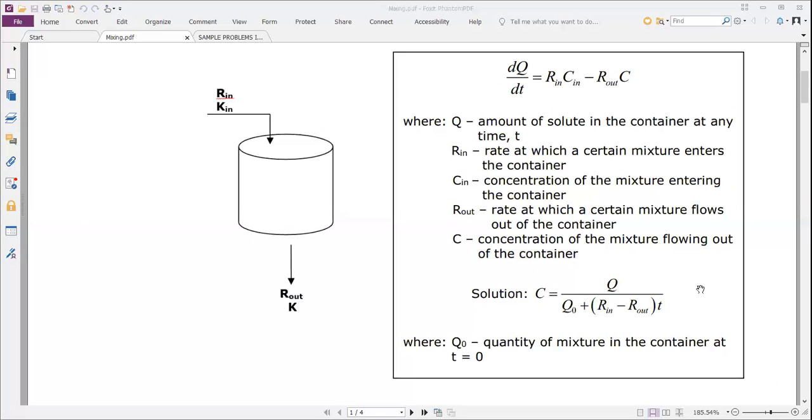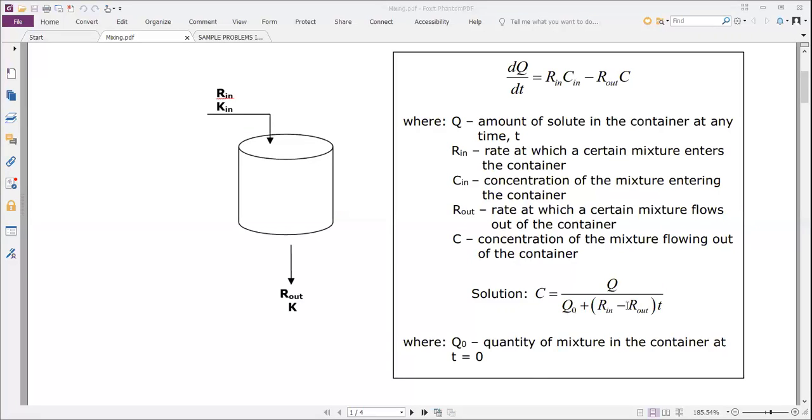So automatically, your concentration inside the tank would simply be the amount in terms of mass divided by the volume of the liquid inside the tank. It doesn't matter whether it's the initial volume or the volume at any particular time, because the rate in and rate out are equal. If they are equal, then there's no amount of liquid that is added here.